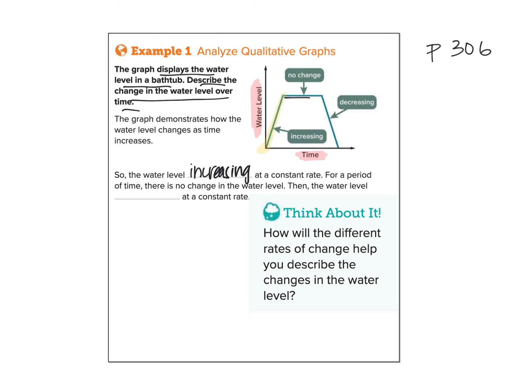For a period of time right here, there is no change. So the water level is just staying the same. Time's going by, but there's no water getting added. Then here, the water level starts to go down, again, at a constant rate. So it decreases here at a constant rate, and then here it would be empty again. So that would be how you could describe what is happening.